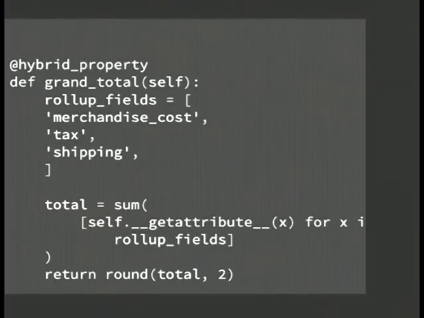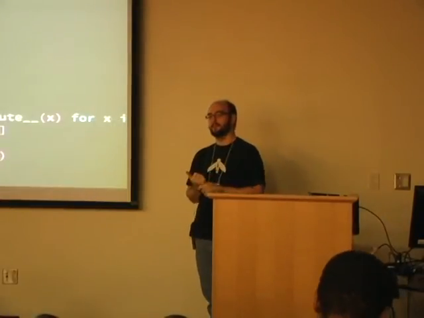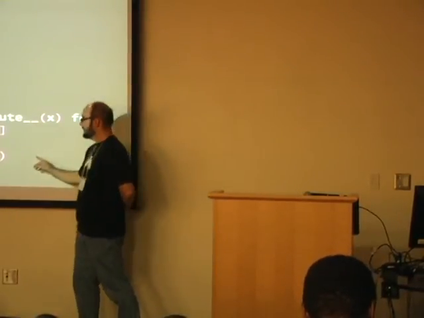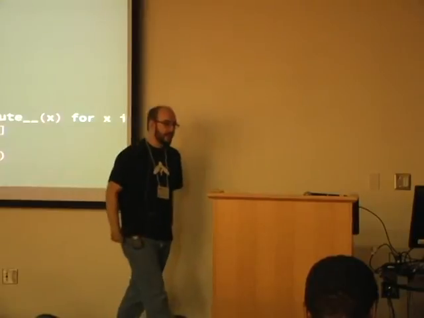This allows me to define, in this case, I was pretending it's an order, things like, I want a grand total, and that grand total should reflect the cost of the merchandise, the tax on it, and the shipping. And this allows me to have that defined as an attribute. So I can say order.grandtotal, and it knows to actually go run this hybrid property. The only requirement for this is it must return something. You can't have it return none.